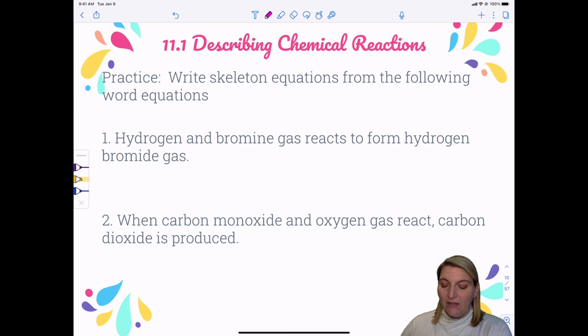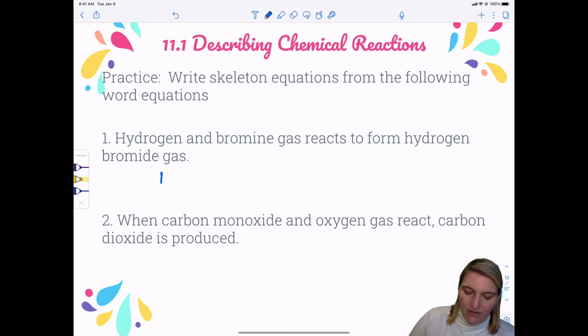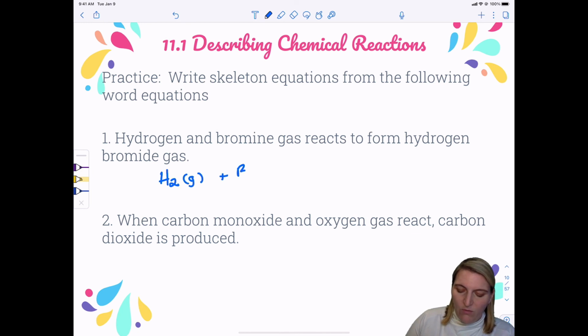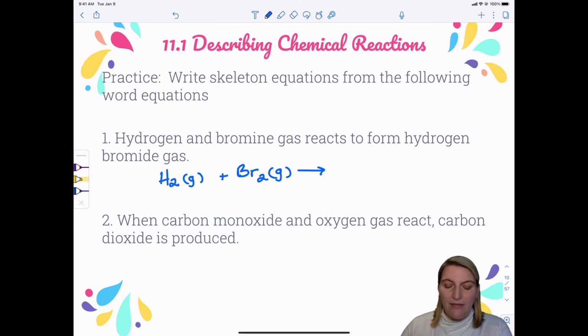Hydrogen and bromine gas react to form hydrogen bromide. Okay, so hydrogen and bromine gas. Now I remember hydrogen and bromine are diatomic. So hydrogen gas is H2 and bromine gas is Br2, right? And in parentheses, we put that little g. Hydrogen bromide is HBr, and that also is a gas.